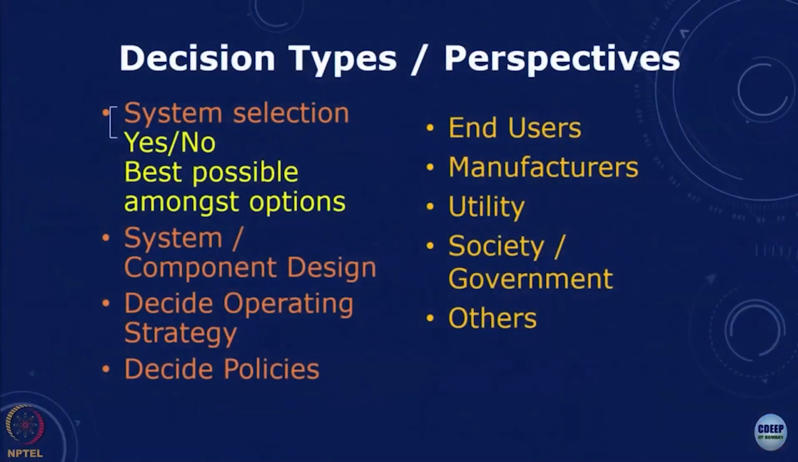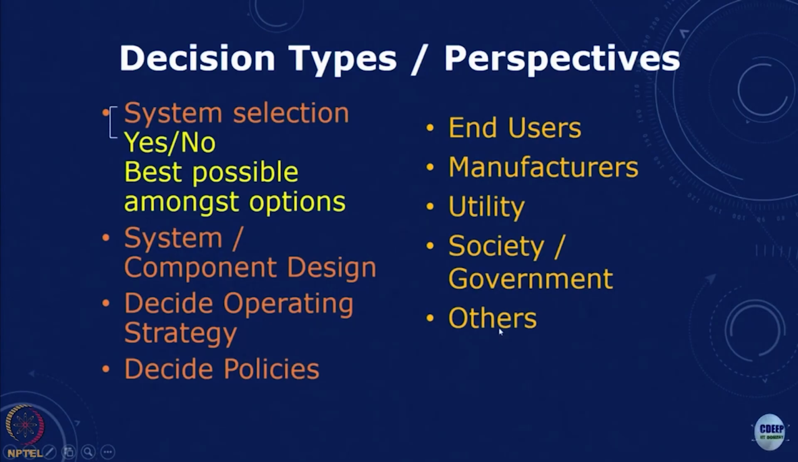So whenever we are looking at the types of decisions, we saw this earlier, where we are looking at either a yes-no kind of decision or a best possible decision amongst options. That is for system selection. We may also be designing the system or the component. For an existing system, we may decide an operating strategy and we may decide policies. And these are the types of decisions. And when we look at perspectives, we can look at it from the perspective of an end user, the manufacturer, utility, society, government, and others.